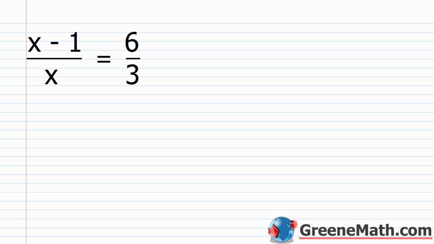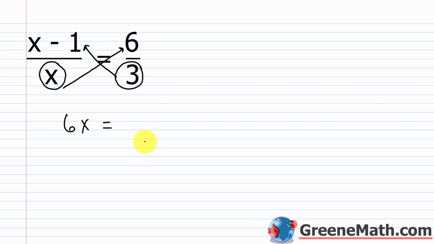So remember, to set up and solve a proportion equation, you take the denominator from the first ratio or fraction, however you want to think about this, and multiply it by the numerator of the second one. So denominator of the first times the numerator of the second one. So x times 6 is 6x. You're going to set this equal to the denominator of the second fraction times the numerator of the first fraction.